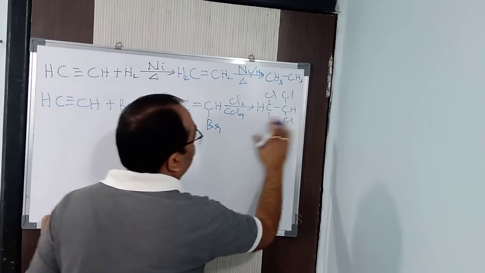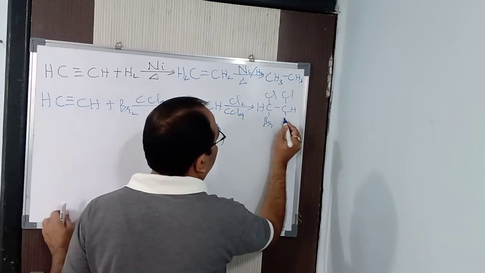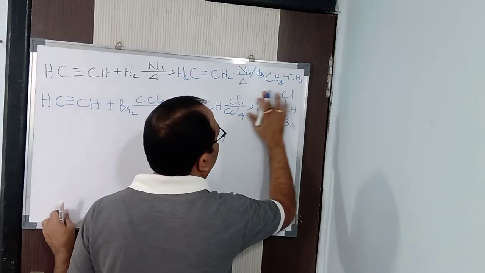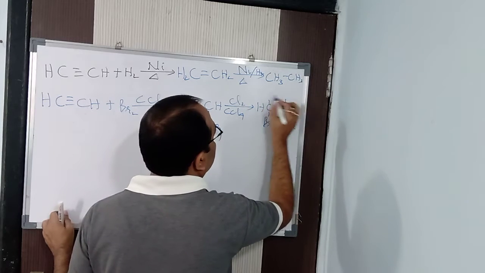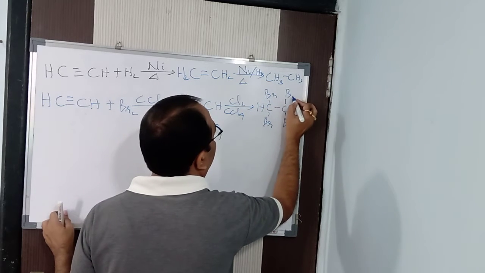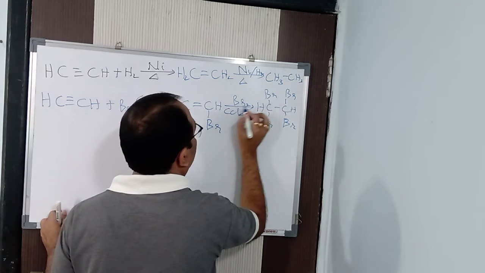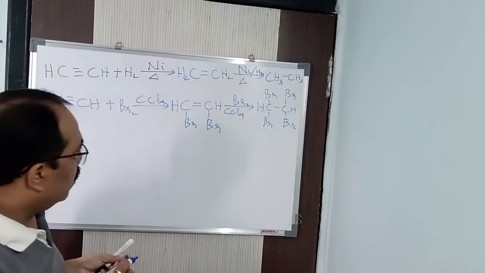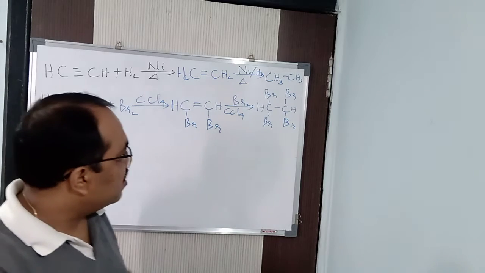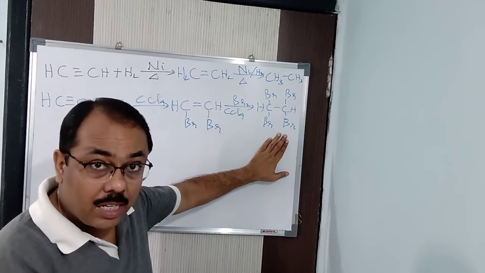Br. Here also the same thing, Br, and here also the same thing, Br. And here we will be getting Br2, we can say that. So 1,1,2,2-tetrabromoethane, which is a colorless solution. It is a colorless solution.